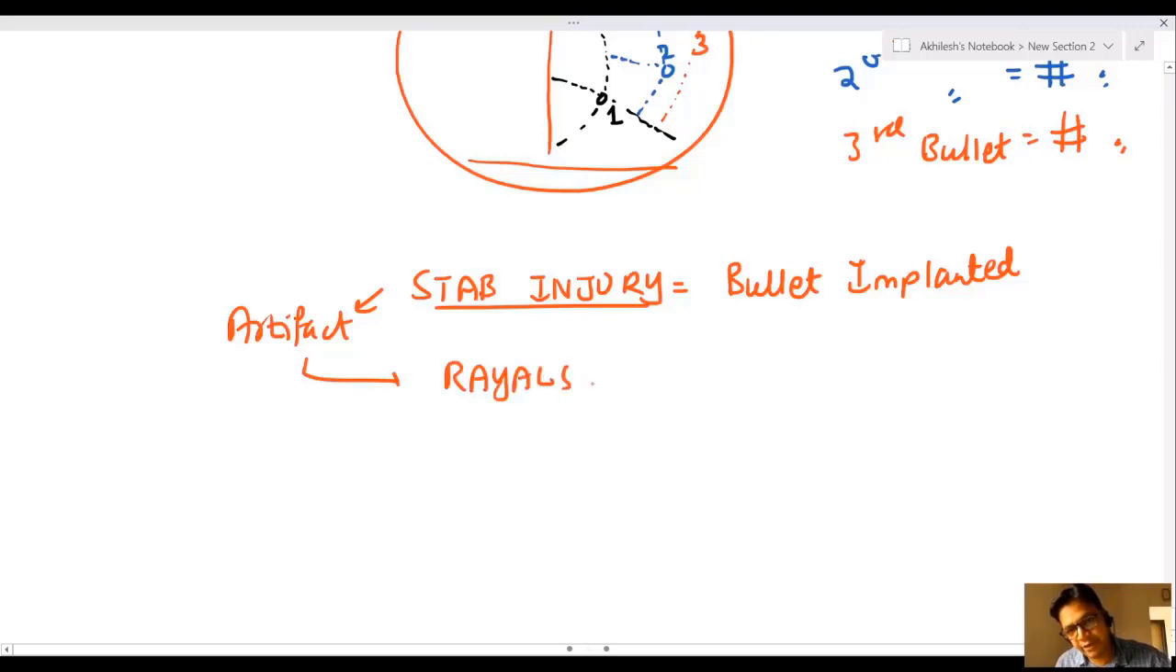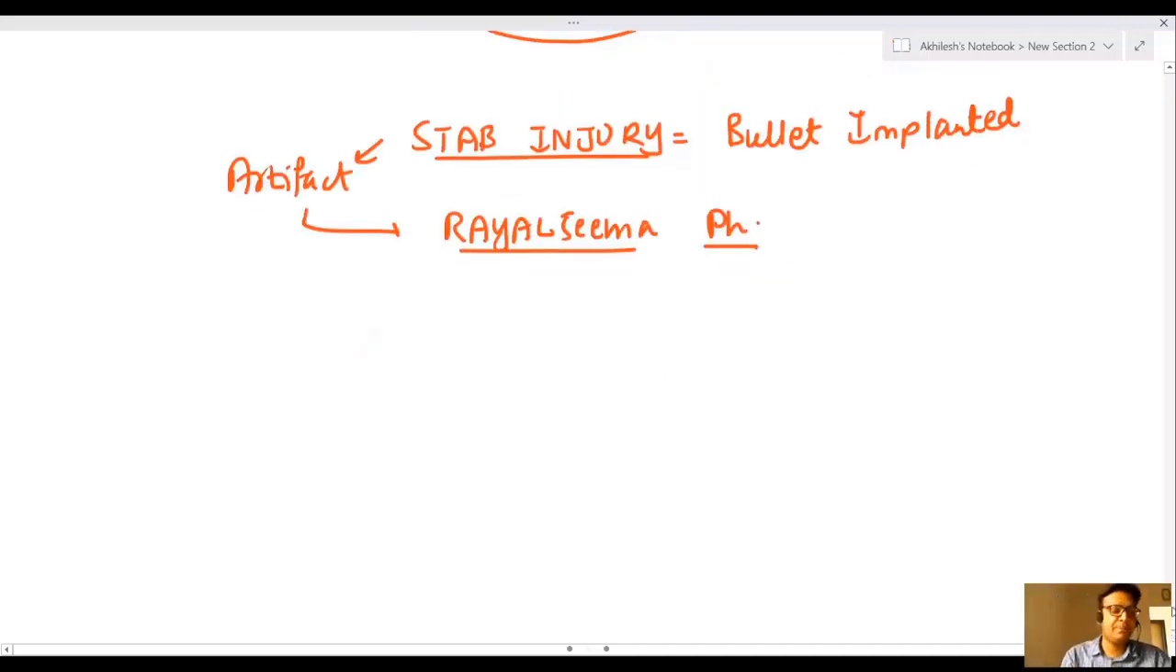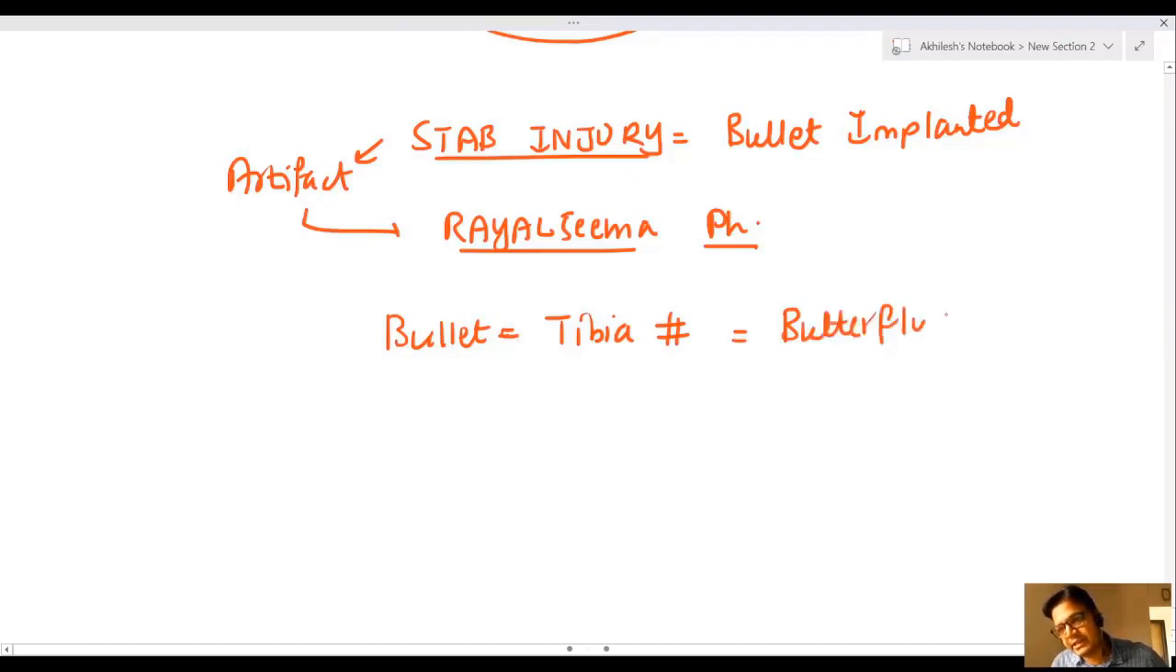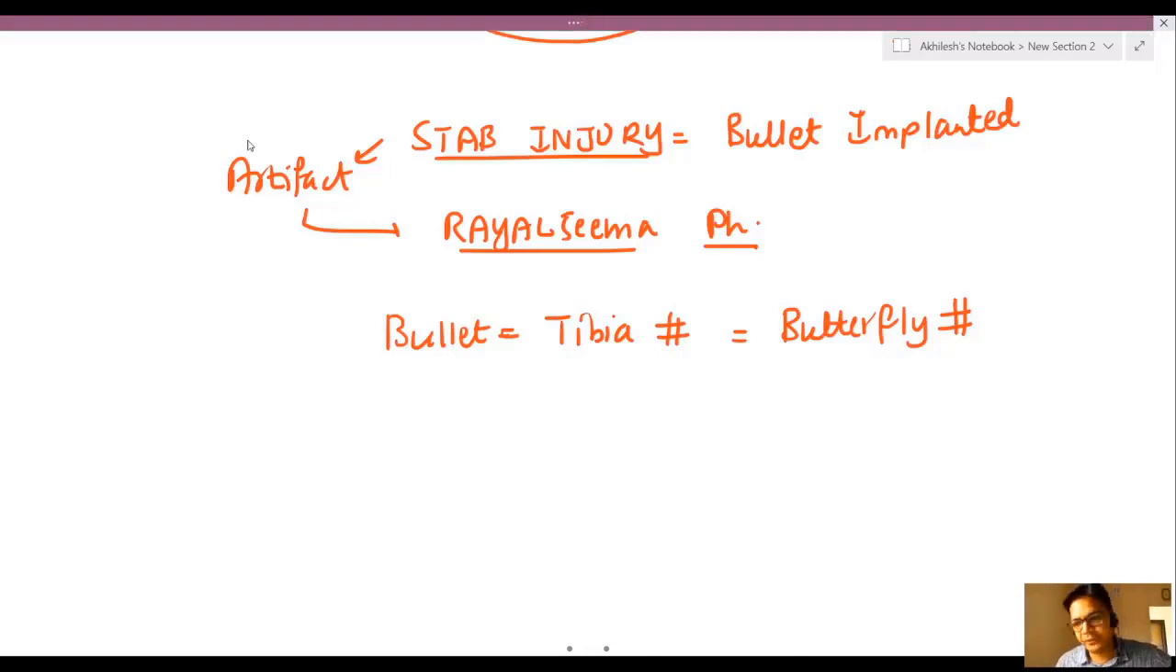A very important MCQ. I'm expecting this MCQ, that is the Ryal Sima phenomena. In a stab injury, you are putting a bullet. This is known as Ryal Sima effect. By bullet, you can have a tibia fracture. This is a butterfly fracture. This is known as butterfly fracture.